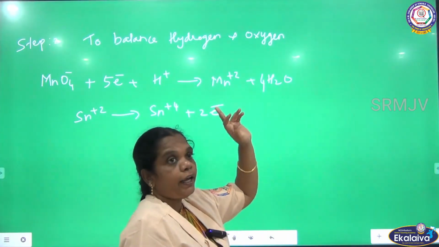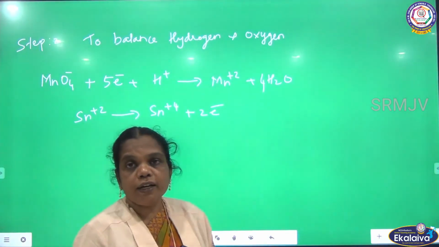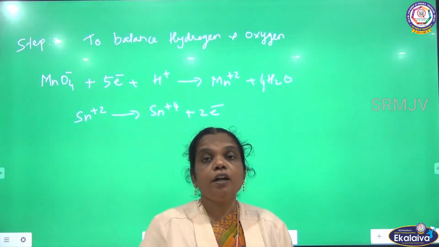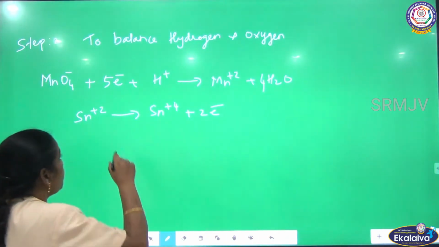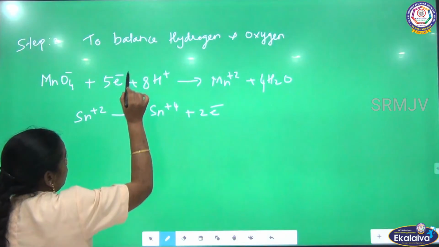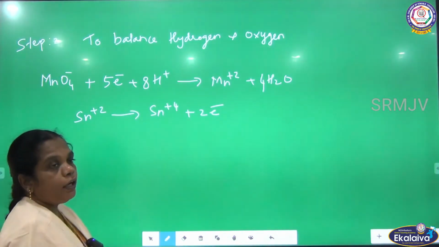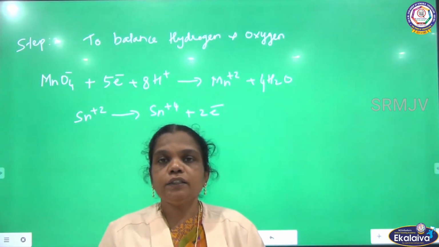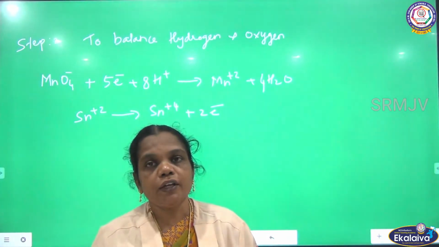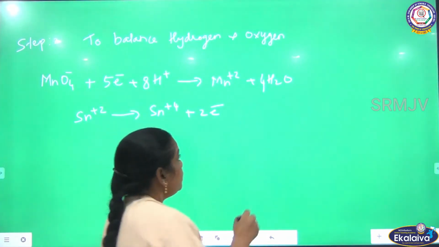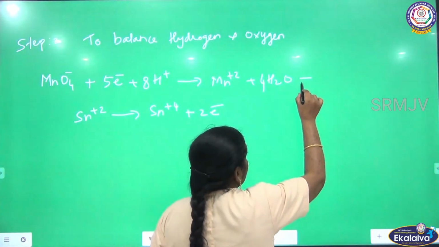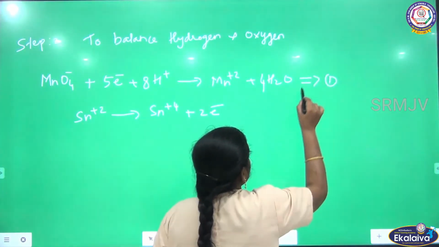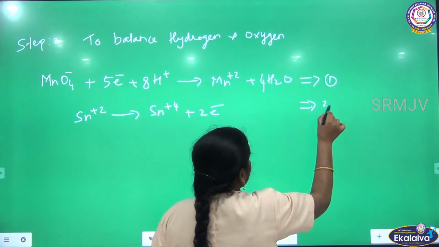4 into 2 is 8. So how to balance hydrogen? By the addition of proton. So 8 protons. Now you want to write 8 protons. Now oxygen and hydrogen are balanced, and next you want to balance the number of electrons. So assign this equation as 1 and this equation as 2.